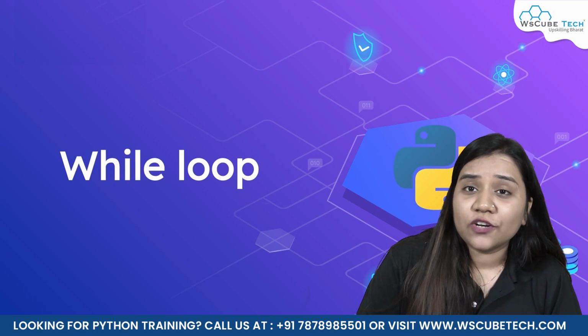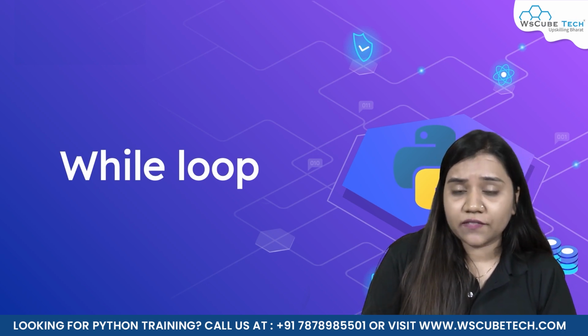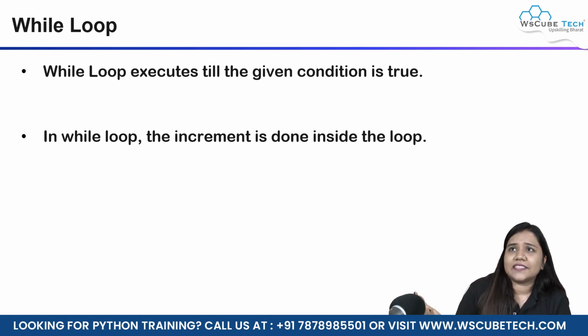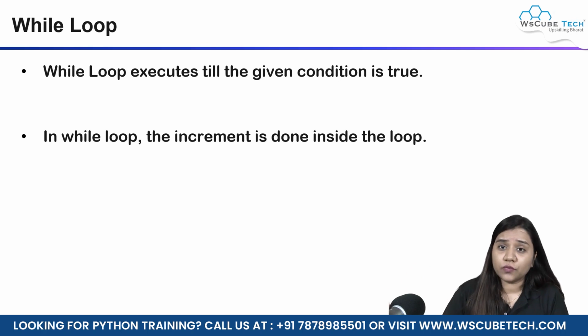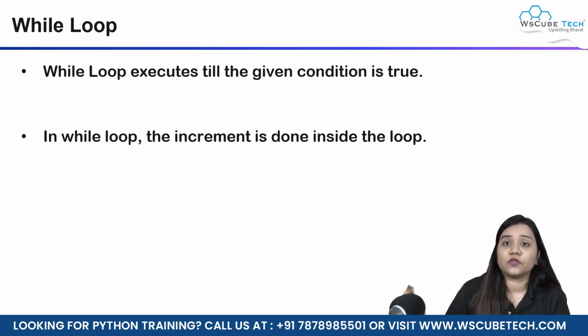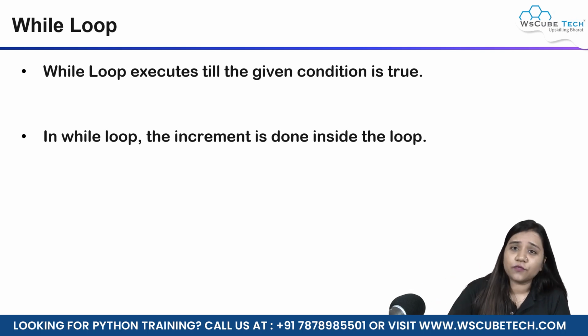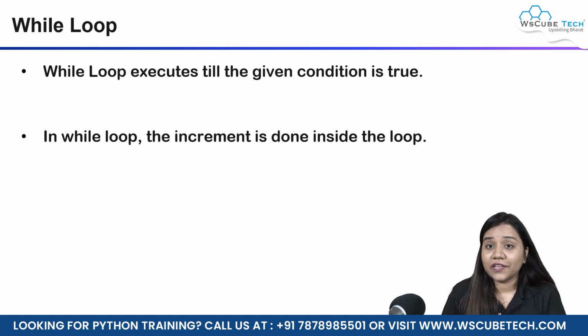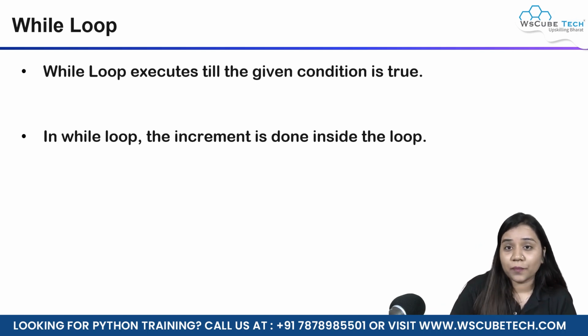A while loop is a kind of loop that executes till the given condition is true. Now, what does this mean? Let me give you an example. Let's say I tell you to eat food until you are hungry. What you will do is keep repeating the same method. You will keep eating the food in the same way until you are no longer hungry. As soon as you're not feeling hungry anymore, you will stop eating food.